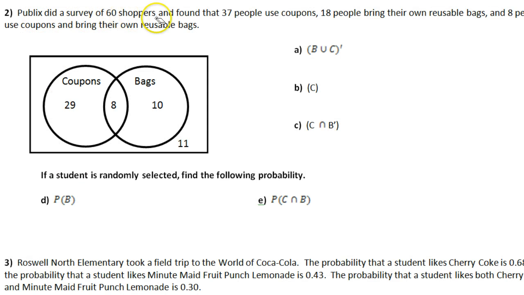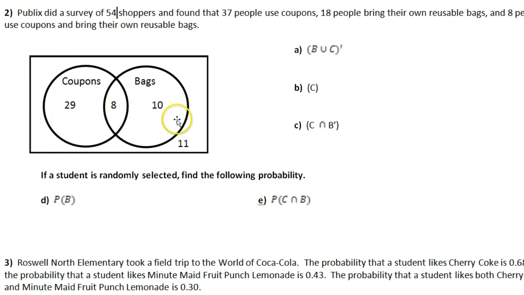Publix did a survey of 60 shoppers and found that 37 people use coupons, 18 people bring their own reusable bags, and 8 people use coupons and bring their own reusable bags. Alright, so we got coupon users and reusable bag users. And of course, there's the overlap. Actually, I'm remembering now that the 60 was a typo. So let's pretend I didn't say that because this is 54. That should be 54.